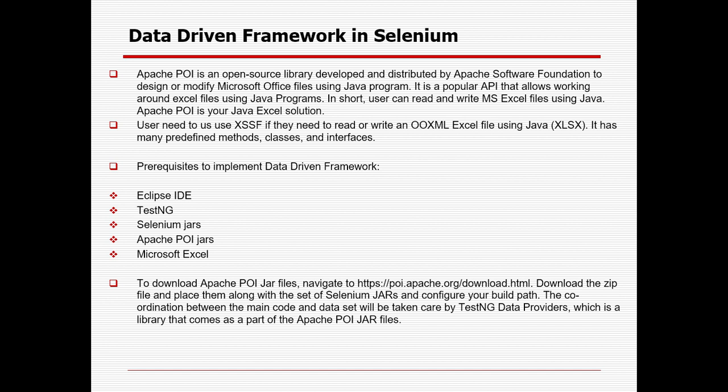Whenever you want to deal with the data-driven framework, you need to install all the jar files from Apache POI, because with the Apache POI jar files you can interact with the Excel sheet from the Selenium code. Apache POI is an open source library developed and distributed by the Apache Software Foundation to design or modify Microsoft Office files using a Java program. It is a popular API that allows working with Excel files using Java. In short, the user can read and write MS Excel files using Java. Apache POI is your Java Excel solution.